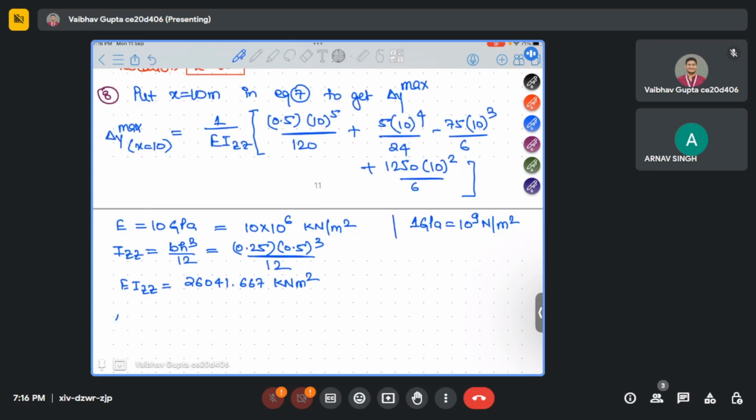So delta y max, after putting the value of EIzz at x equal to 10, that is the free end, will come out to be 0.416 meter.